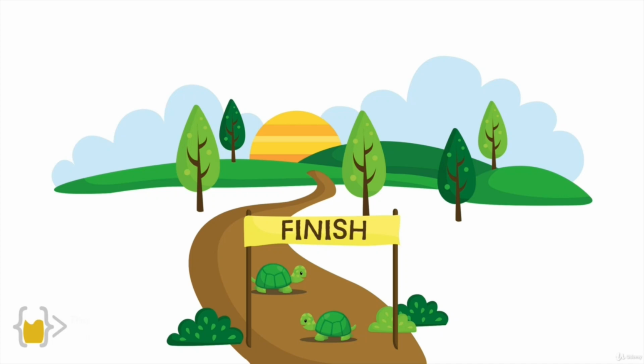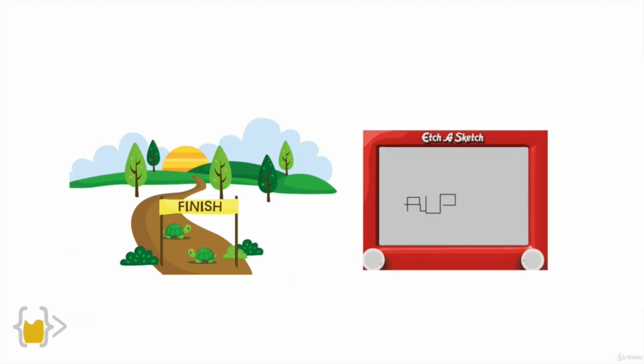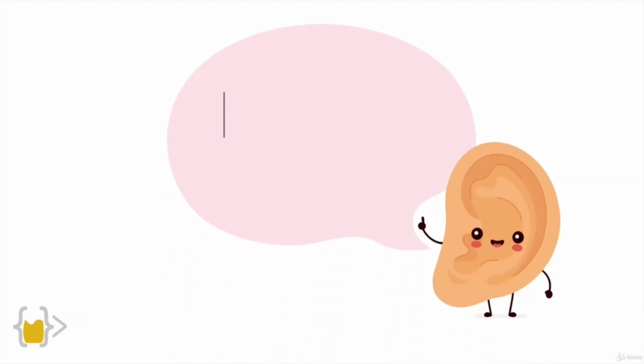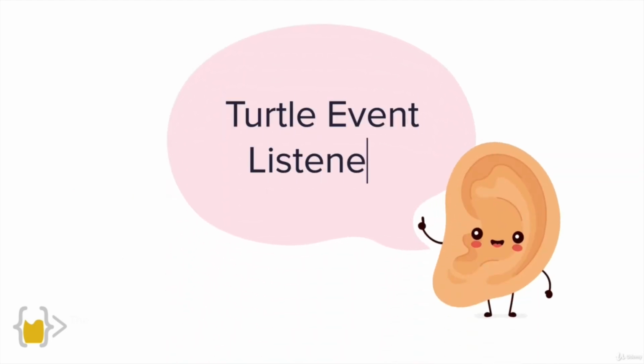Now, in order to be able to create a lot of the games that we've spoken about, we need a way of being able to listen to things the user does, like when the user taps a specific key on the keyboard. And the code that allows us to do this is called event listeners.